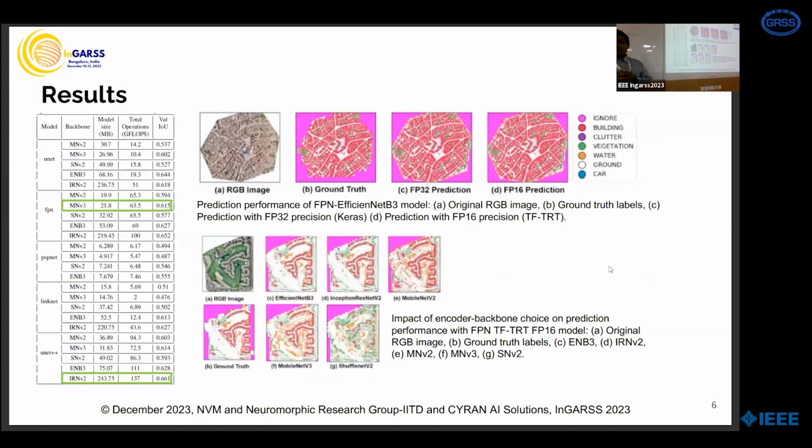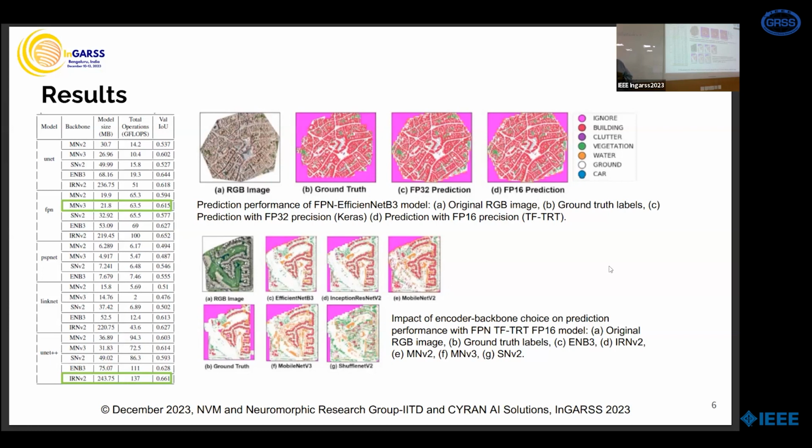Our results of the exploration. What we have had to characterize here are 3 points. One is the model size, the total operations blocks required, and the IOU or the validation. Here I would like to highlight in terms of optimal performance, you see that UNet, SPN, and UNet++ show quite good performance above 0.5, almost 0.5.